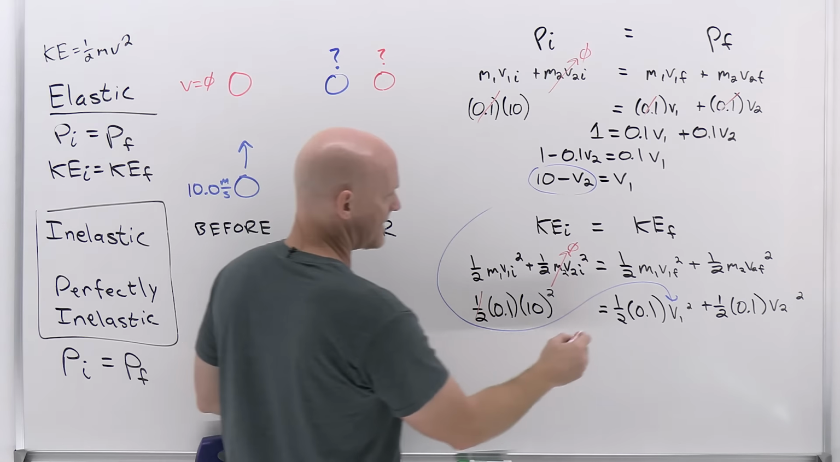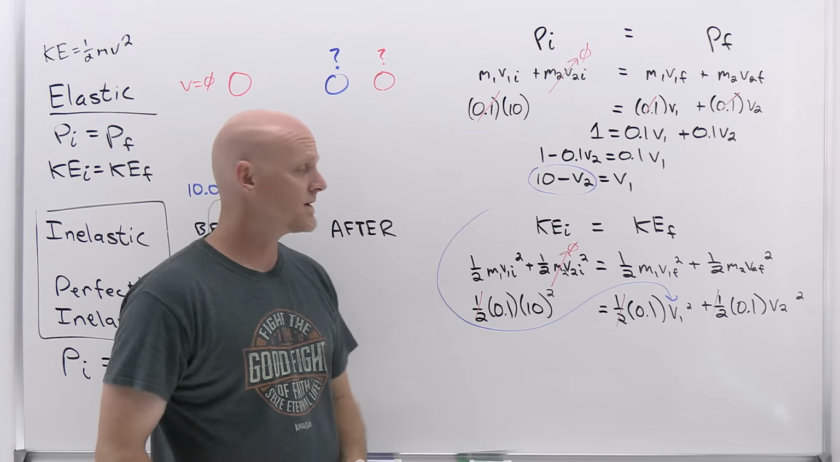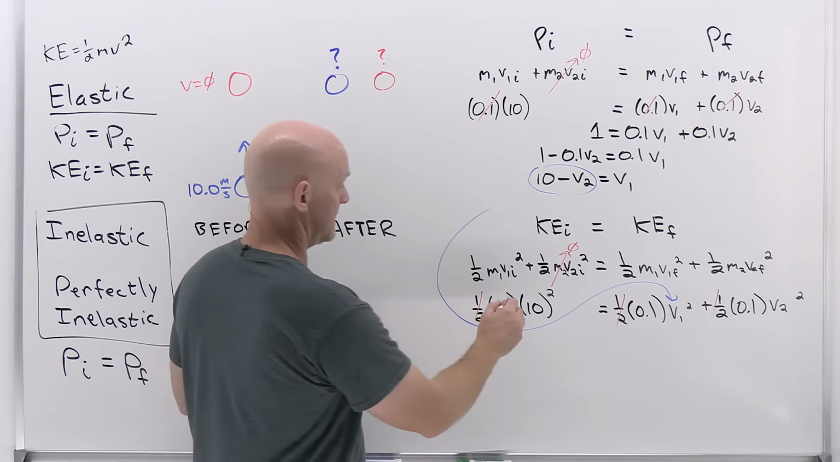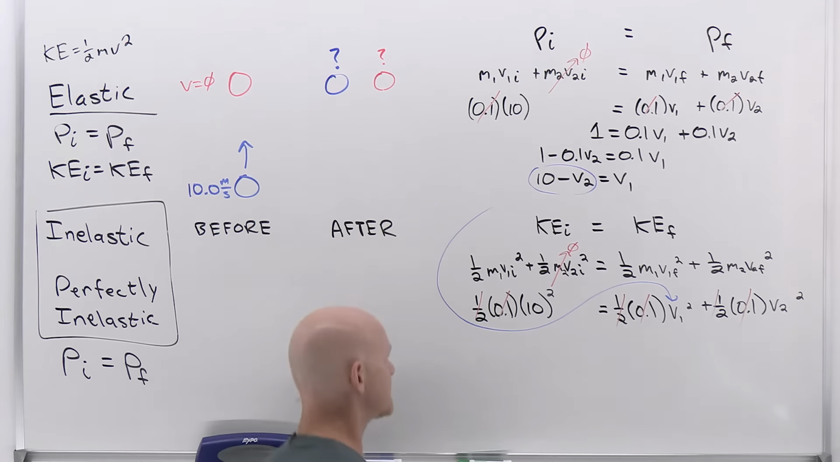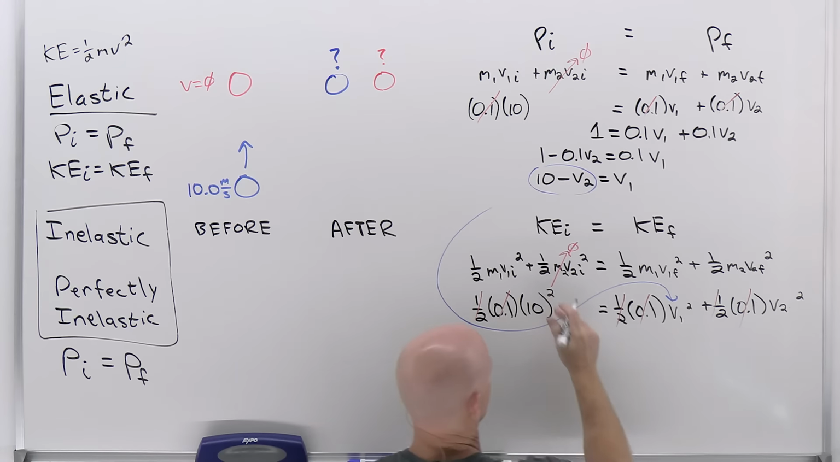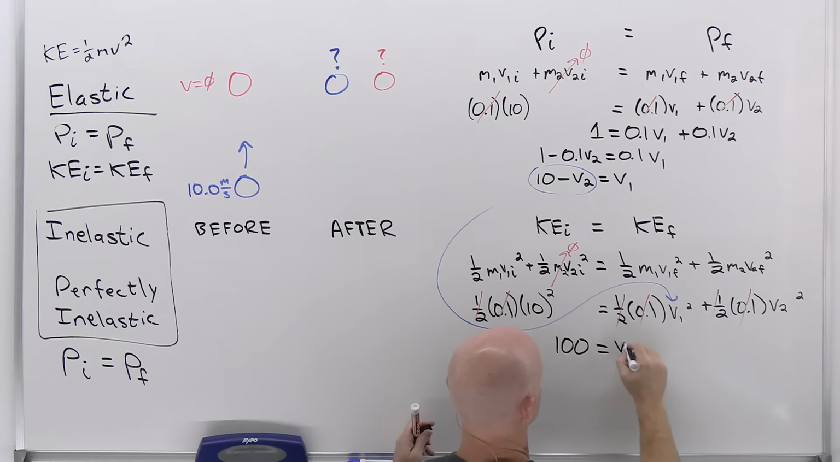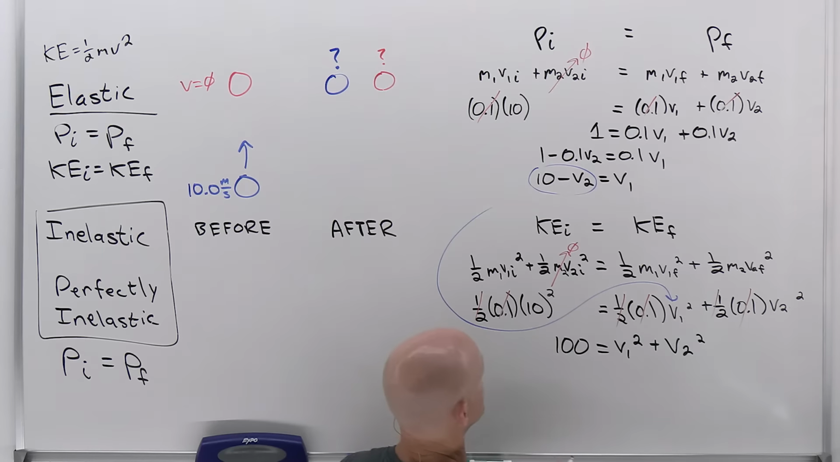Every term's got a 1/2. And again, every term has to have it. If just one of the terms doesn't have it, you can't factor it out. So we'll divide that out, but also every term has a 0.1 in it. And so we can factor that out as well. And so what does this reduce down to? Well, 10 squared is 100. And that's going to equal V1 squared plus V2 squared. And this looks a lot easier all of a sudden.